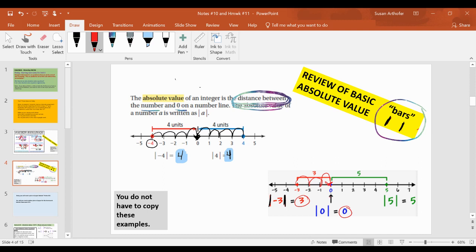It's exactly there. What's the absolute value of 5? 1, 2, 3, 4, 5. 5 spots. So the absolute value, the final answer, would be 5.